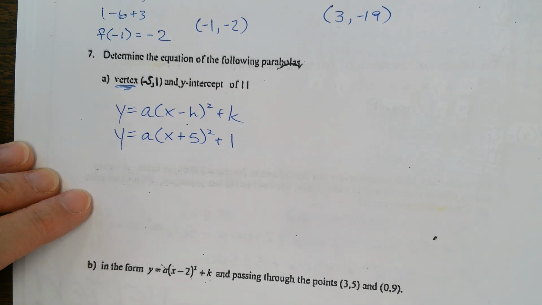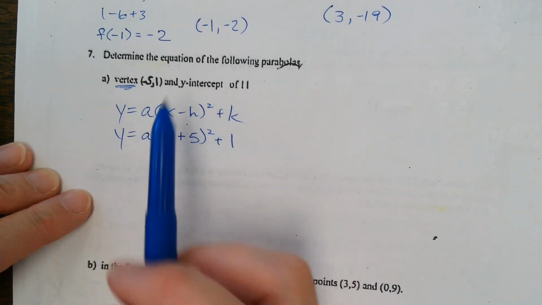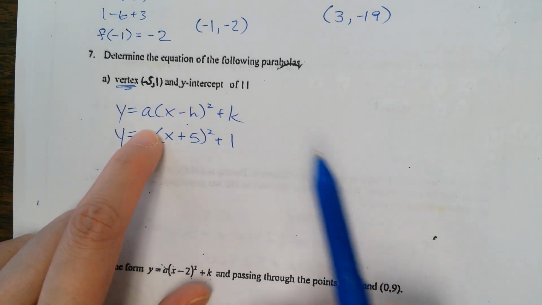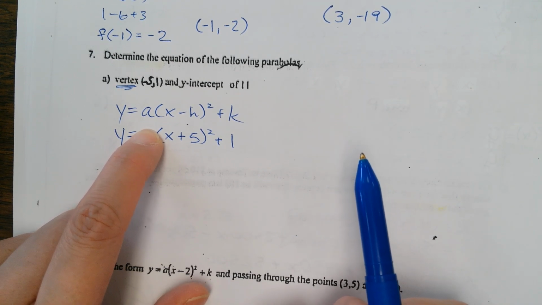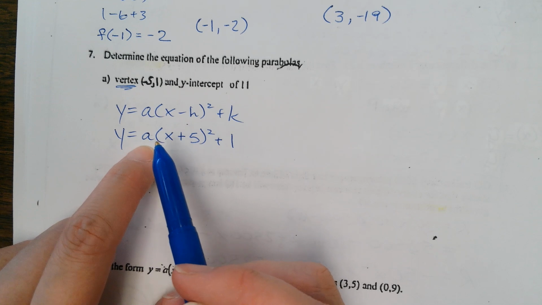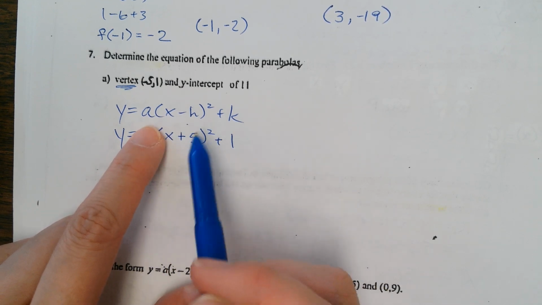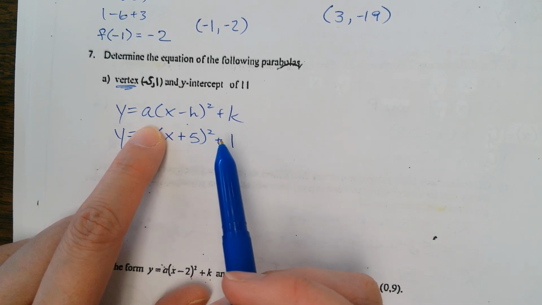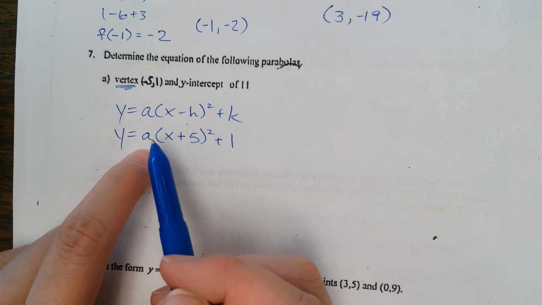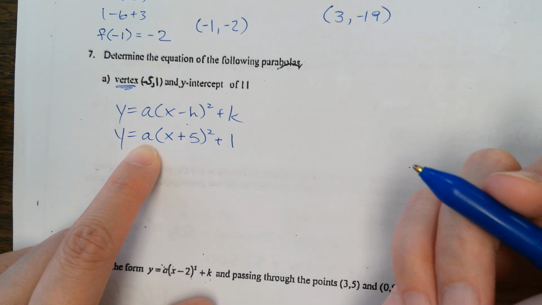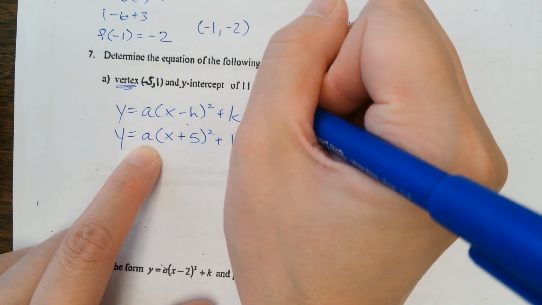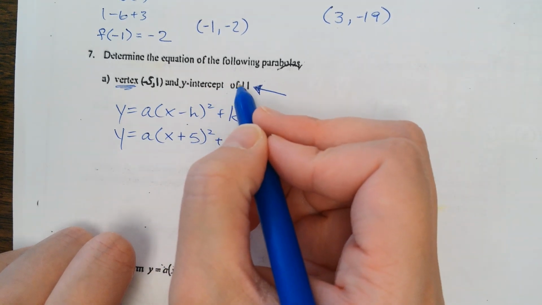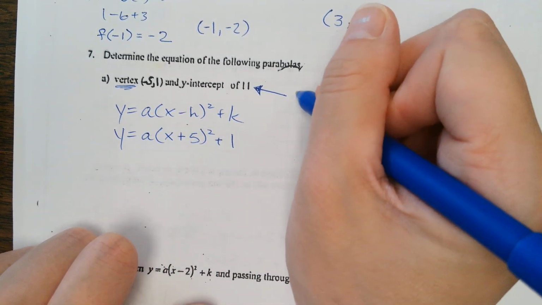I remember giving a question like this on the test for this unit. A lot of you guys just wrote me this without giving me the a value. Well, there is an a. Yes, this does give you the vertex of -5 and 1, but the overall parabola might have a stretch or compression. So you need to figure out what that a value is. And to find out what that a value is, you'd use this hint right here. The y-intercept of 11, what does that imply?